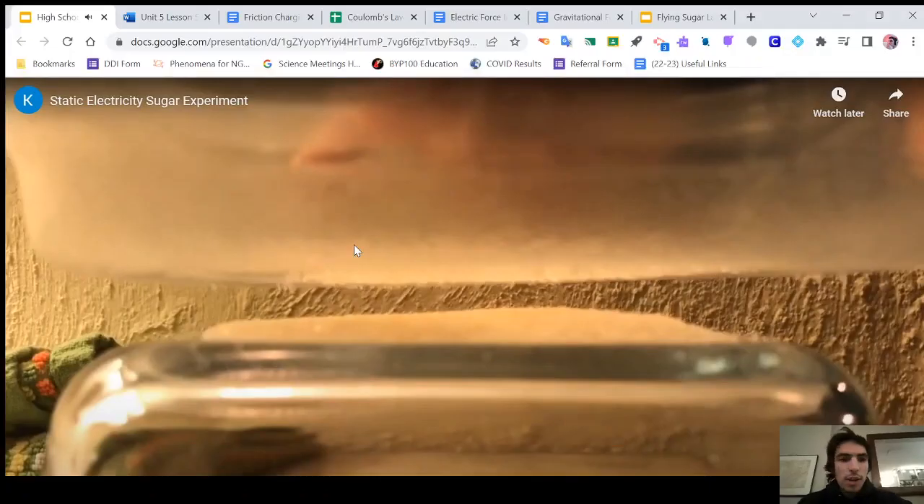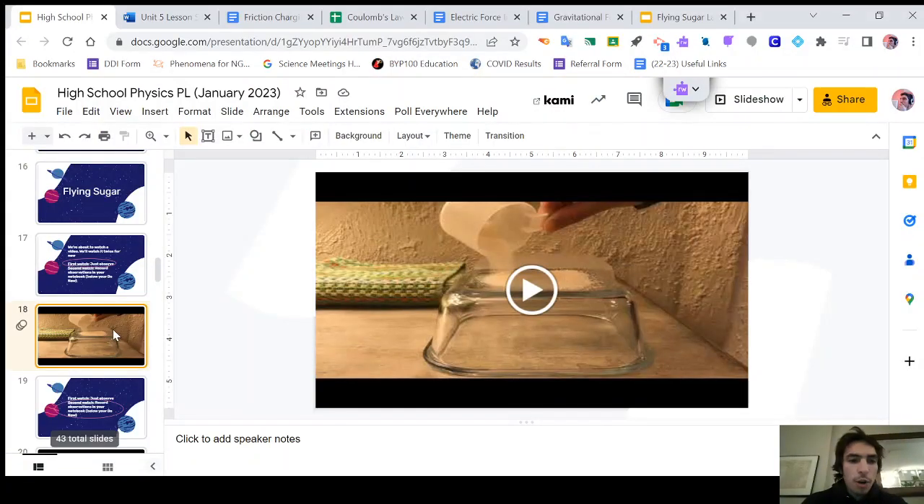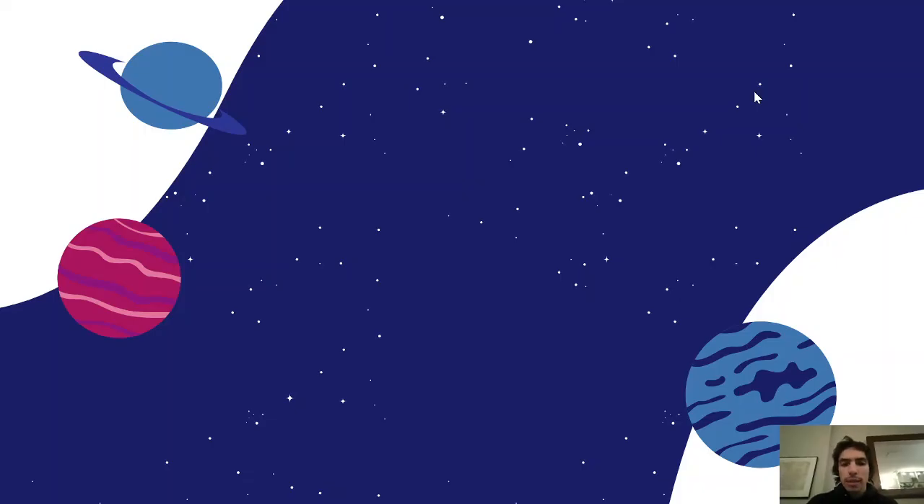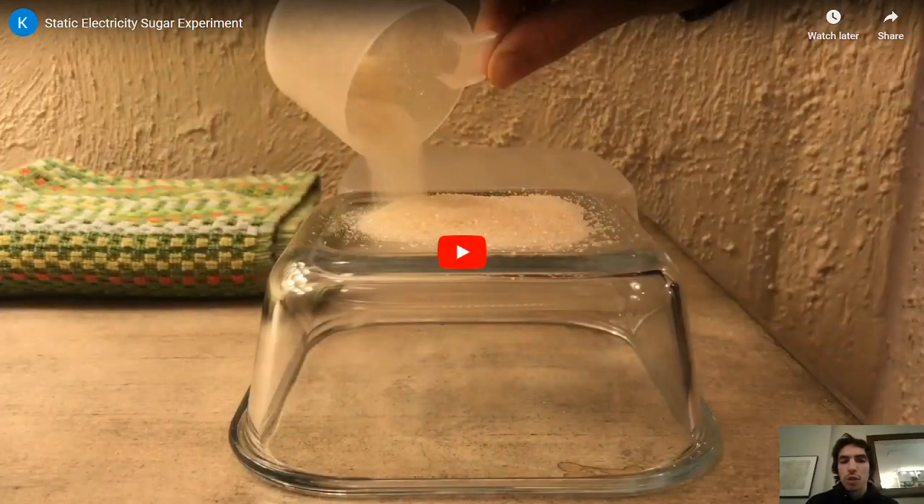Okay, so there at the end you can see the sugar start flying up. I'm not sure how well that will come across in this recording, but it's a classic electrostatics experiment where you rub the Tupperware, charging the plastic, and bring it close enough to the sugar so that the electrostatic force overcomes the gravitational force keeping the sugar on top of the glass bowl beneath it.